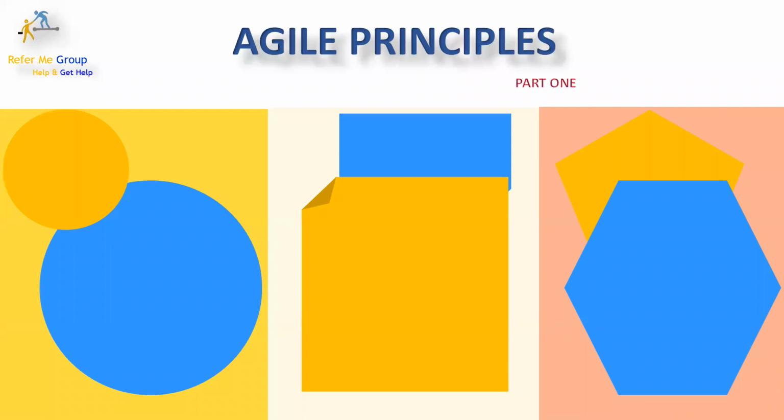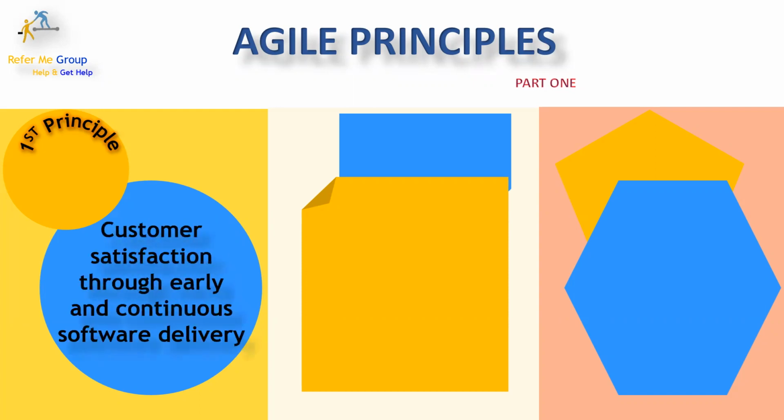Okay, now we have seen the 4 values of Agile. And as I said, Agile is a mindset which is made on values and principles, right? So there are 4 values and 12 principles. Let's talk about those principles, because whenever we say Agile, we should always be aware of those values and principles.